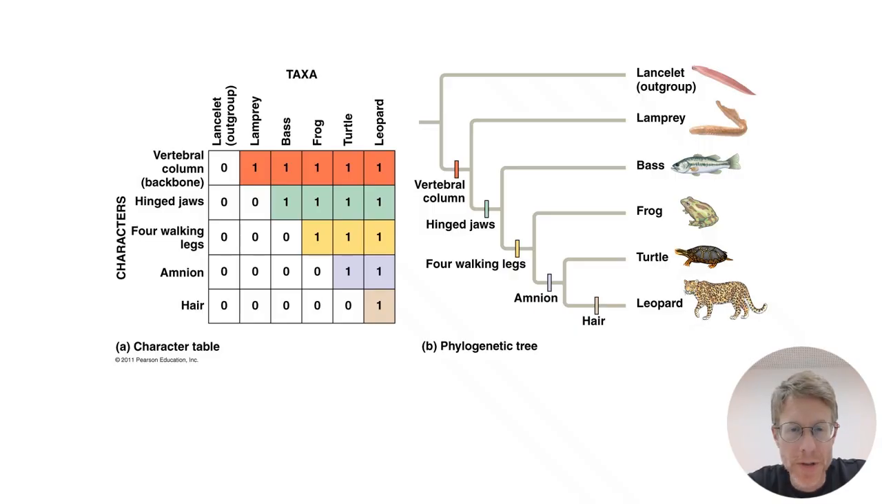All right, so I hope you tried that out and maybe you got this. And you can see if you organize the cladogram in this way, each trait only has to evolve once before the common ancestor of the taxa that share that trait. So the vertebral column would have evolved first, before the common ancestor of the lamprey, bass, frog, turtles, and leopards. And the hinged jaws would have evolved next, before the common ancestor of the bass, frogs, turtles, and leopards, and so on.